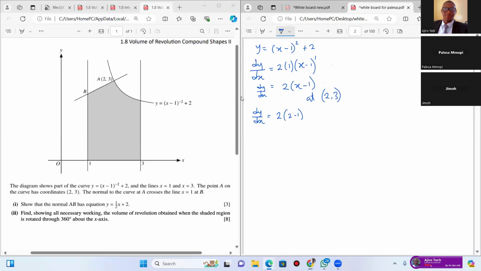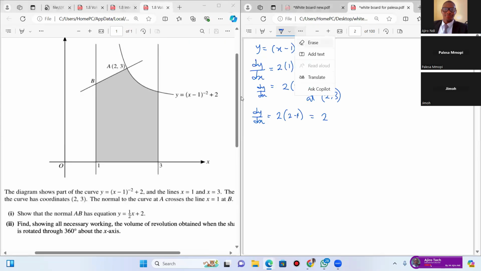Hold on. The curve is to the power minus 2, not 2, because I know that the gradient should be negative. At that point it's going down, so it should be negative. So minus 2 times the derivative of the bracket, which is 1, times the bracket raised to the power minus 3. Then that plus 2 is gone because it's a constant. So you have minus 2 into (x minus 1) raised to the power minus 3.